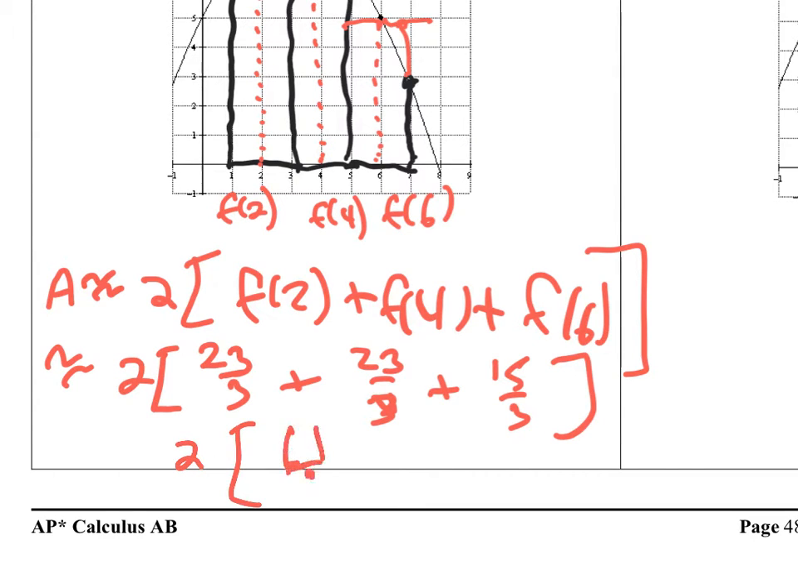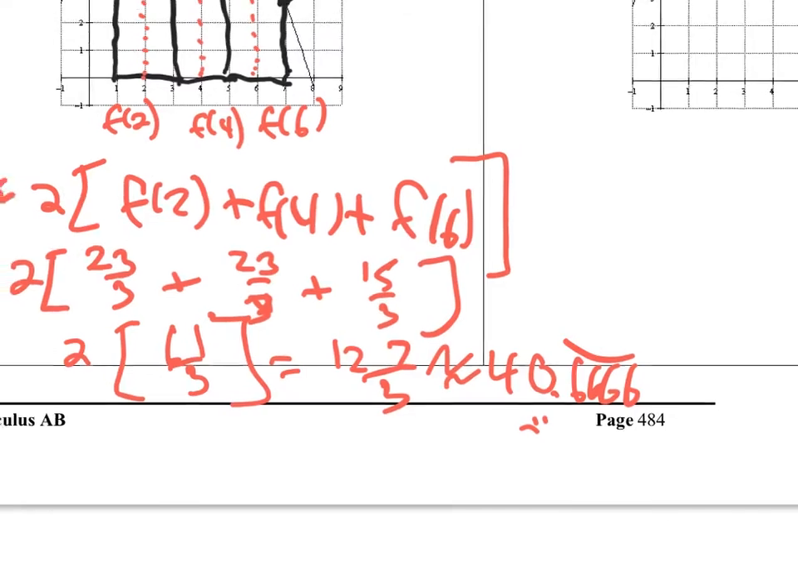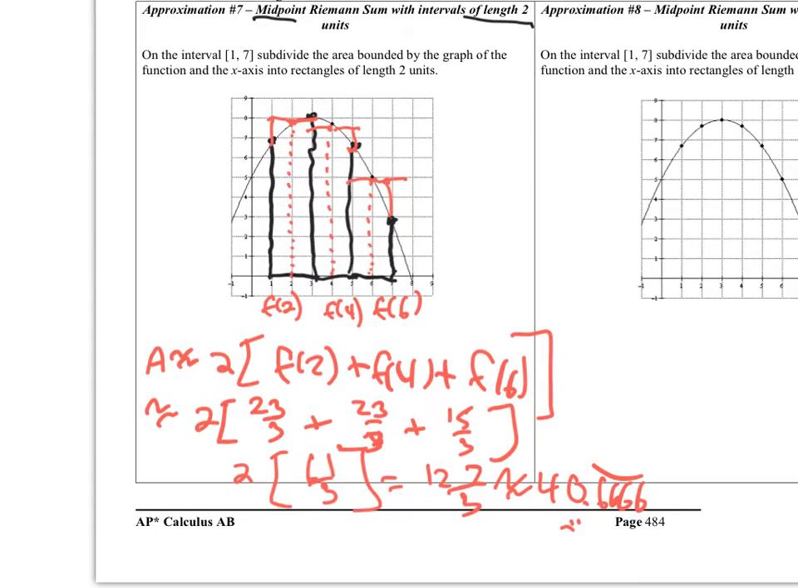2 times 61 over 3, which turns into 122 over 3, which I want to see as a decimal. That's approximately 40.666. Check that out. So it's more accurate. Very accurate, isn't it? So the midpoint probably is one of your better ones to do.